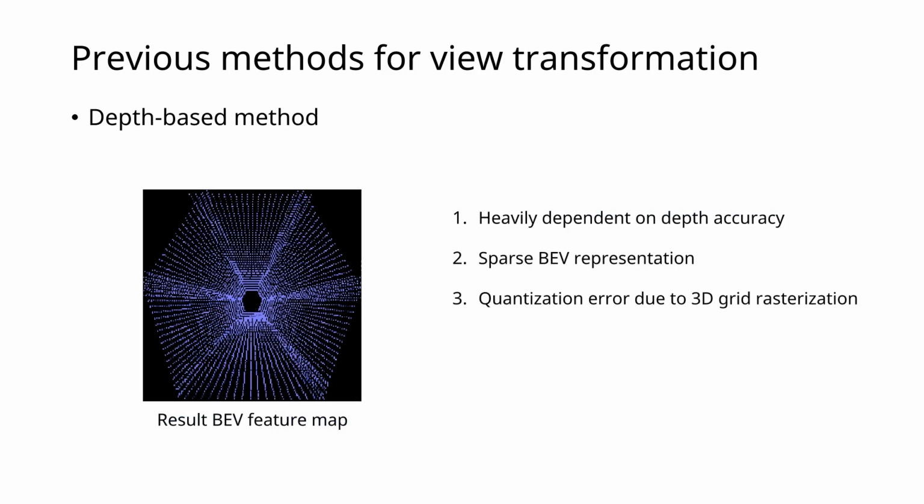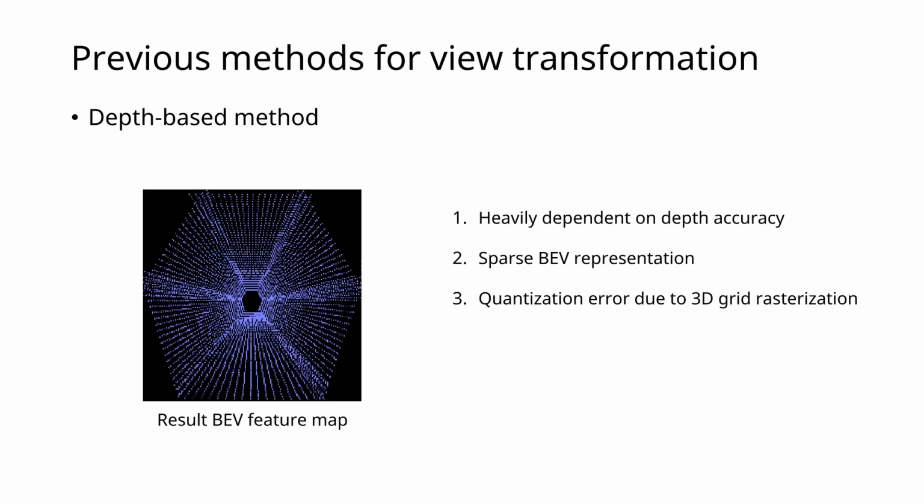However, depth-based methods come with several limitations. First, the transformation process is highly sensitive to the accuracy of depth estimation. Predicting depth directly from an image is itself a very challenging task, and inevitably introduces significant errors. These inaccurate depth predictions directly degrade the overall performance of the model. Second, the resulting BEV feature maps tend to be extremely sparse.